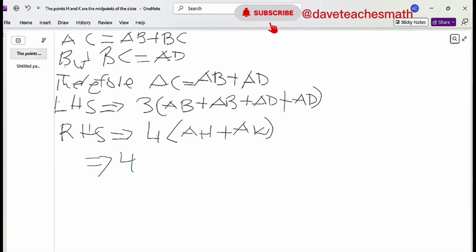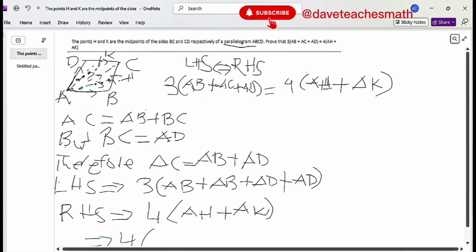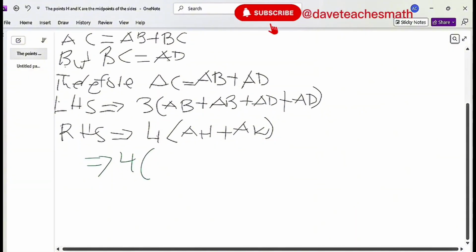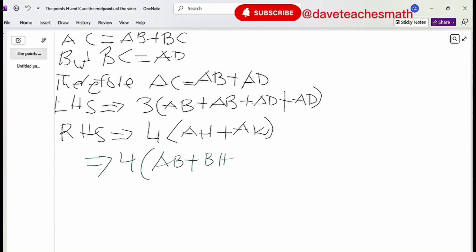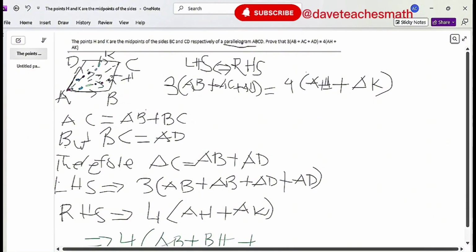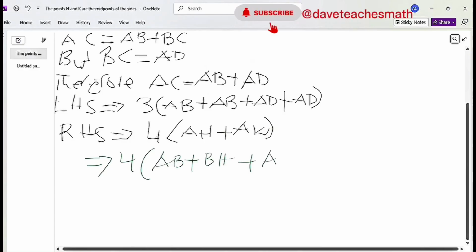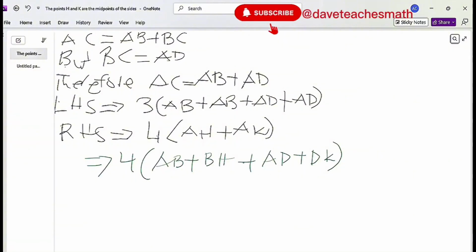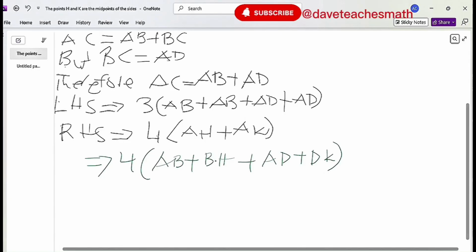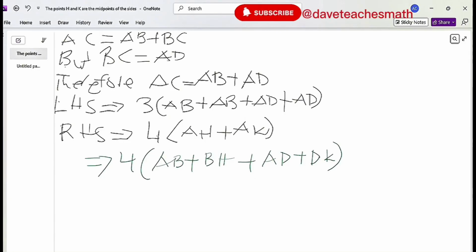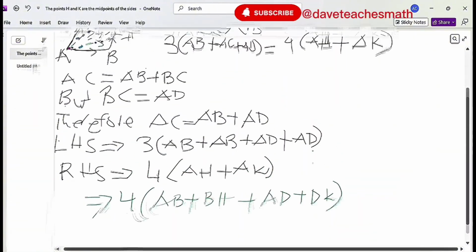So we are going to have 4 into bracket AH. Our AH is AB plus BH, so we have AB plus BH. Now plus our AK. Our AK is AD plus DK. So we have AD plus DK, bracket close. Okay, so now we have some ABs and ADs. We have variables that we actually don't need. So we need to express BH and then express DK. So how are we going to do it?